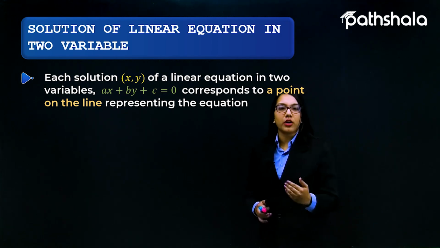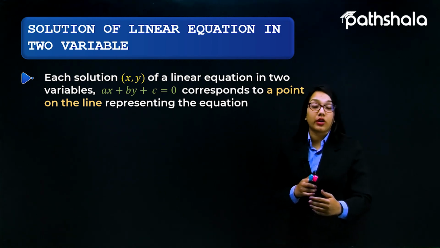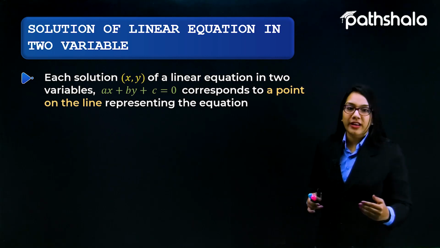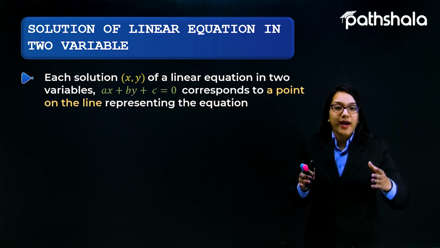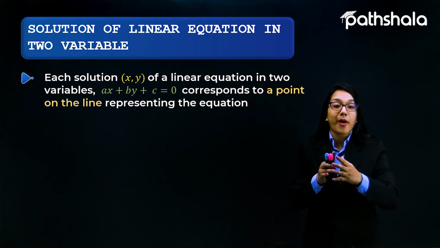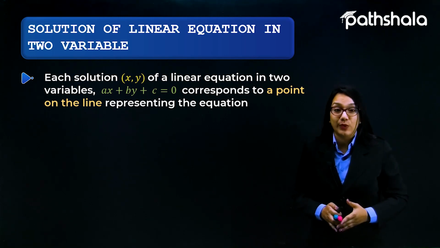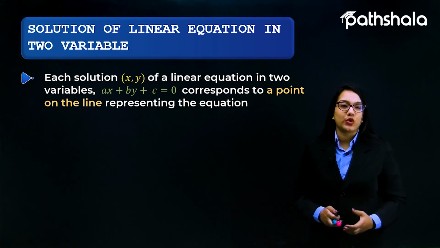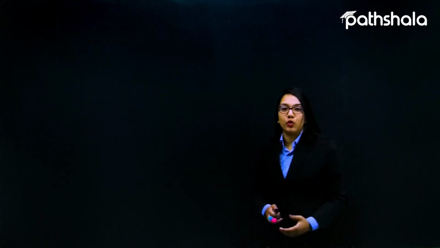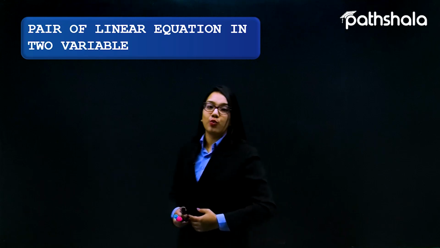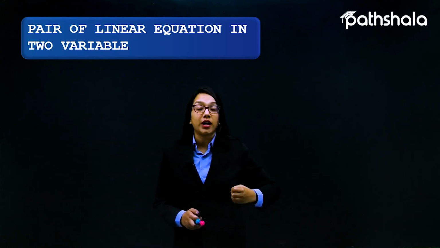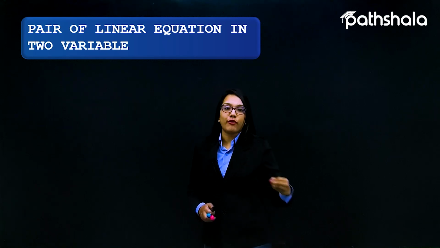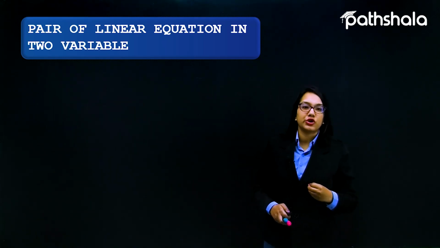Now why are we talking about the solution, or about the linear equation in two variables? Because we do know that when two linear equations in two variables combine together, they form a pair of linear equations, and that is actually our chapter today. So let's move on further towards the pair of linear equations in two variables, and what is the general form of the pair of linear equations in two variables.